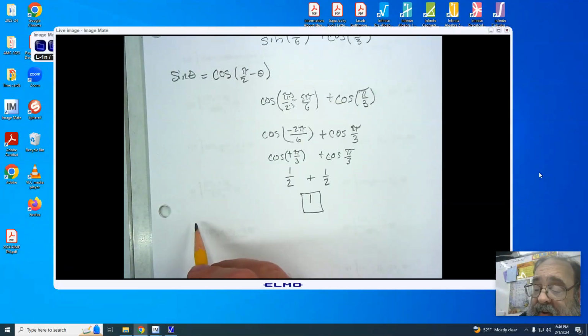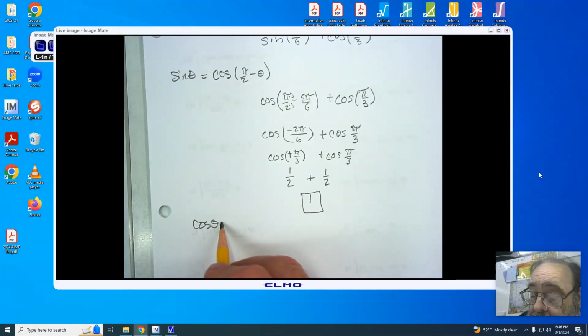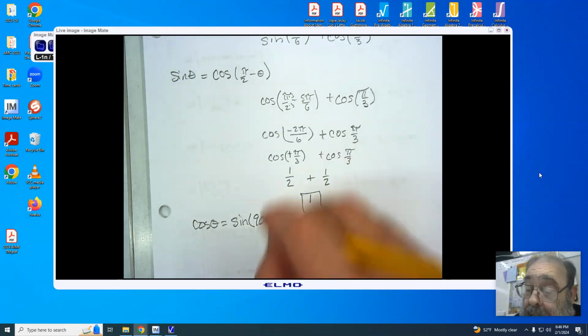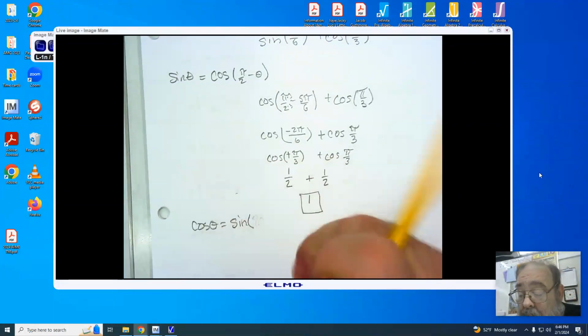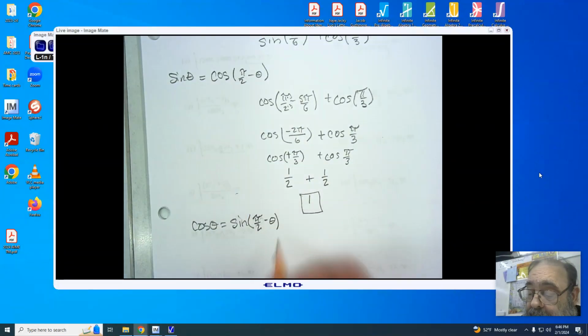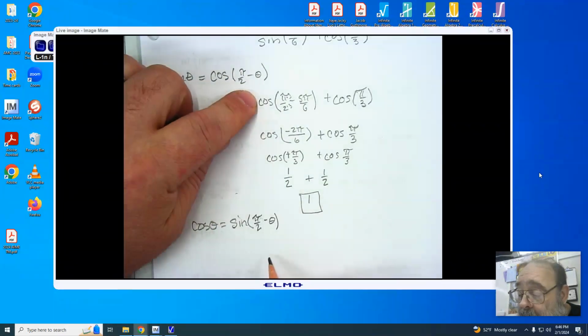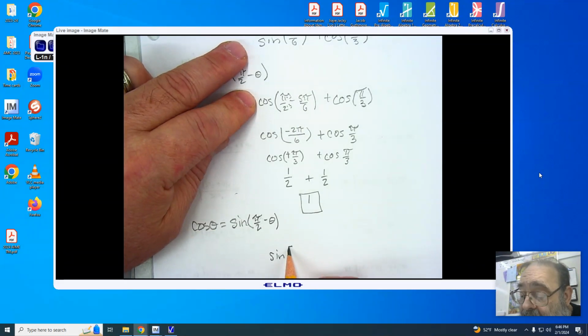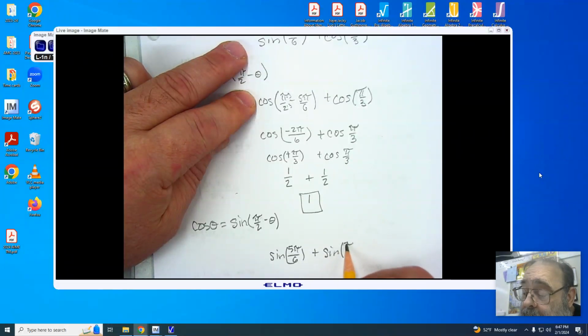Let's look at what happens if we decide to change the cosine of theta into the sine of pi over 2 minus theta. We're in radian mode. If I put this in, I end up with the sine of 5 pi over 6 plus the sine of pi over 2 minus pi over 3.